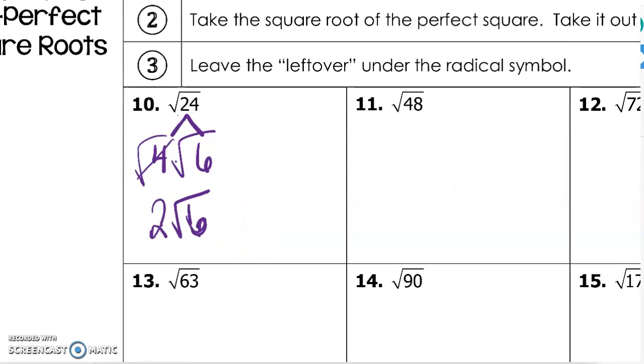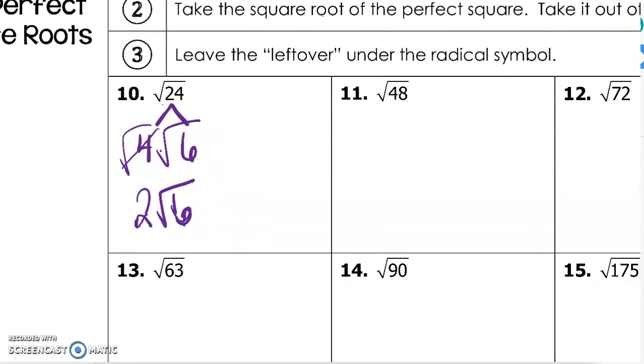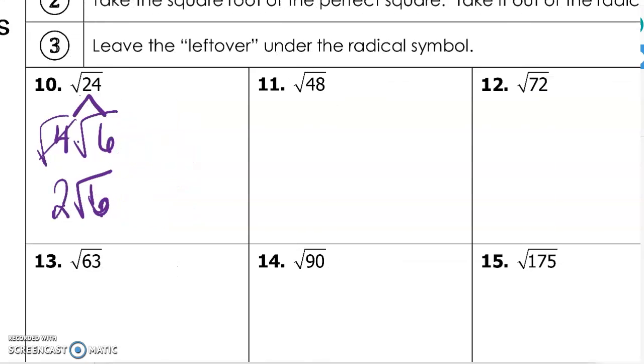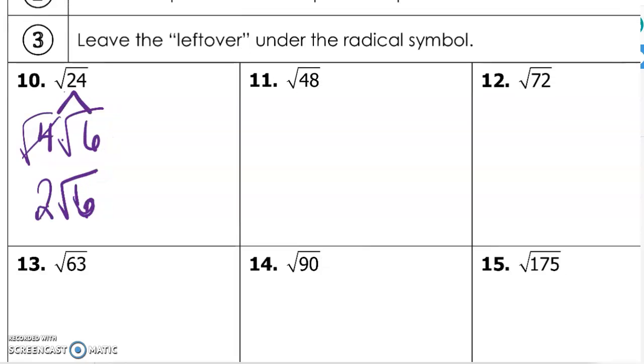Now, number 11 gets tricky, and I'm going to show you 2 different ways to do it. The first way, most of us know that 4 goes into 48. So if we break this down into 4 times 12, that's fine. Square root of 4, square root of 12, we get 2 square root of 12. The problem is that there's another perfect square in 12. So you are going to have to do this whole process twice.